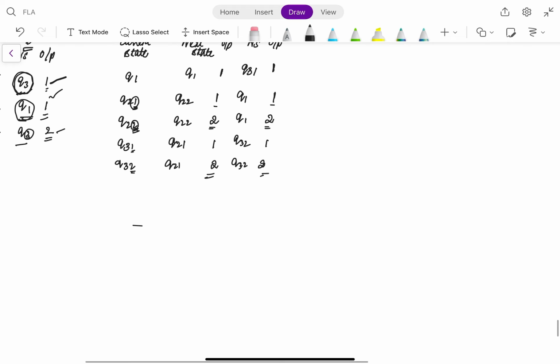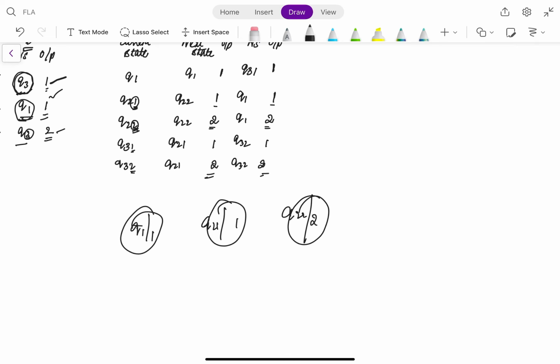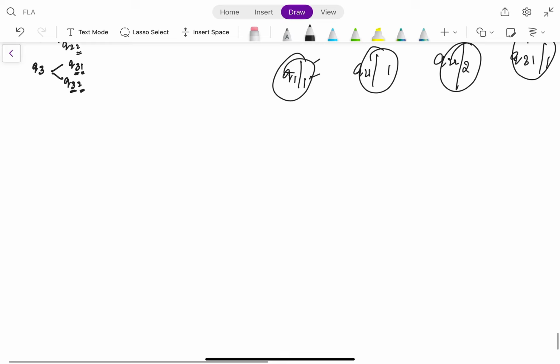So you have Q1 with output 1, Q21 with output 1, Q22 with output 2, Q31 with output 1, Q32 with output 2. Now draw all the transitions. Where does Q1 go on A? Where does it go on B? I hope you can complete the transitions.